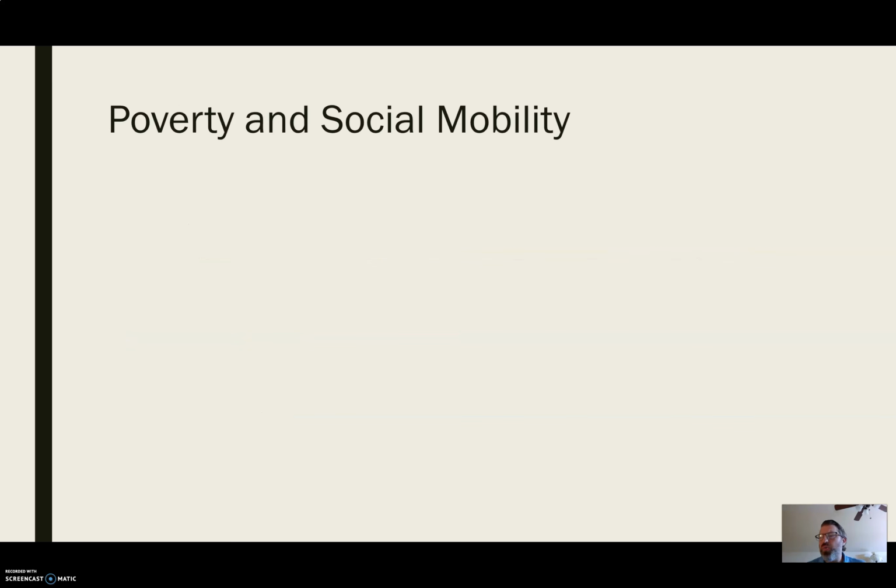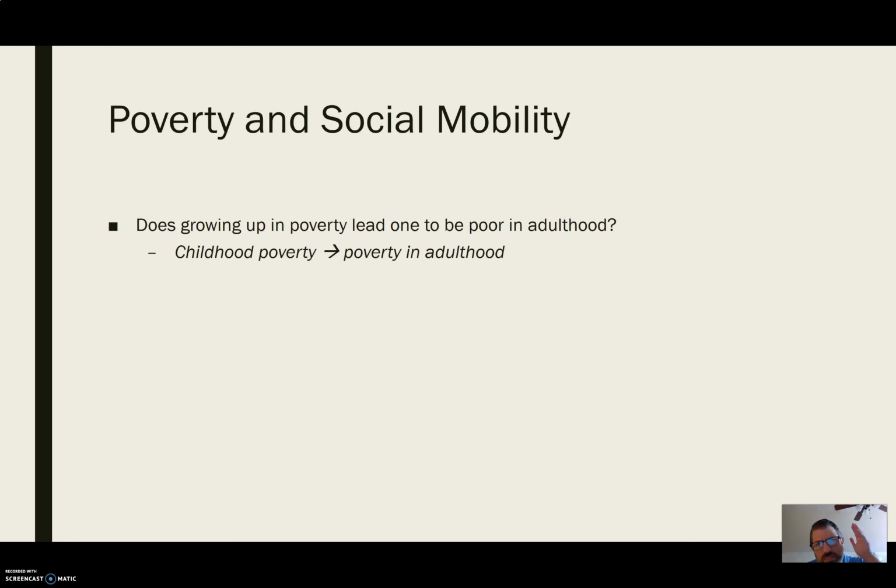So let's think about ways to do this in the context of a real sociological question. Sociologists are very concerned oftentimes with poverty and questions of social mobility, who gets ahead, who falls behind in life, and what are the causes of those things. So let's take one possible question we could ask in this vein. Does growing up in poverty lead one to be poor when they are adults, right? Does the fact of growing up in poverty, of having lived your childhood experiencing poverty, does that have some kind of an effect that makes you more likely to be in poverty as an adult?